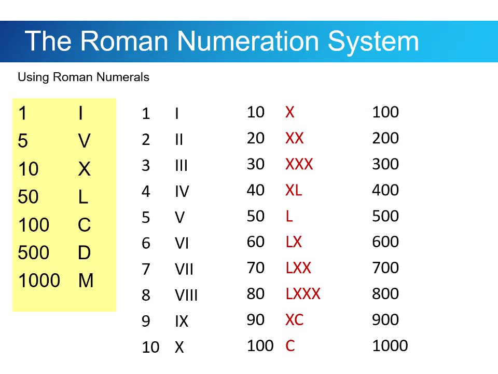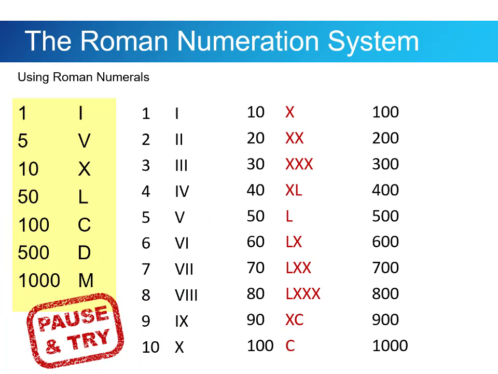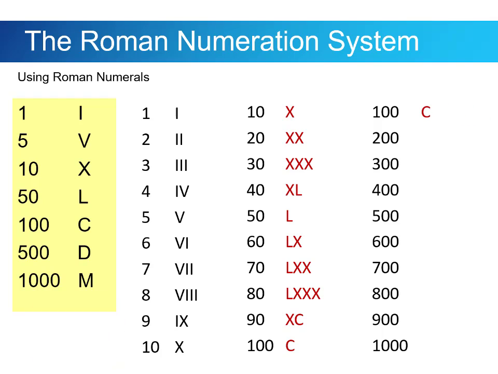How about the multiples of 100 through 1,000? All right, pause the video, give this a try, and then start it up again when you want to check your work. All right, let's take a look. C, CC, 3 C's, CD, and then we get D representing 500, DC, DCC, DCCC, and then for 900, that's CM, and then 1,000 is just M.